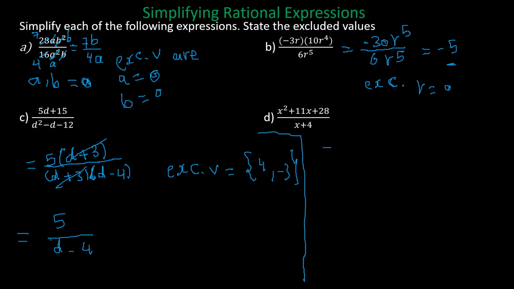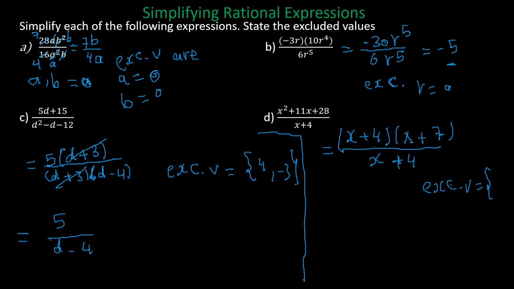In the denominator, we have x squared plus 11x plus 28, no GCF, so it's a trinomial. We make it like this, x and x. The third term is positive, so the signs should be like the middle term, positive, positive. We are looking for two numbers whose product is 28 and whose sum is 11. Of course, it will be 4 and 7, over x plus 4. To find the excluded value, x plus 4 equals 0, which means x equals negative 4. So let's cancel. Then the simplest form will be x plus 7.